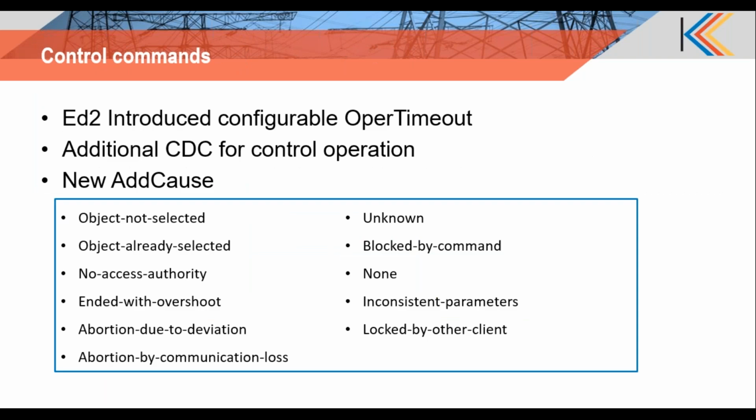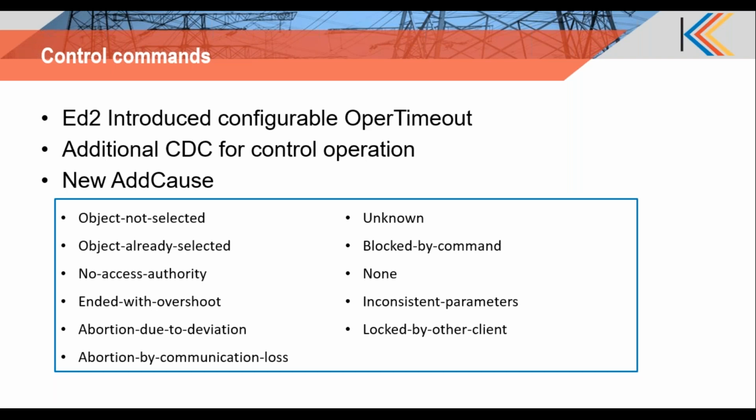Similarly, in the controls, Edition 2 introduced something called a configurable hopper timeout. That's one minor change, but there is a function and there is a test case associated with that. Previously it was a fixed, system specific value. Now each of the control blocks can have a separate configurable hopper timeout. And additional CDCs are being added in the control operation.